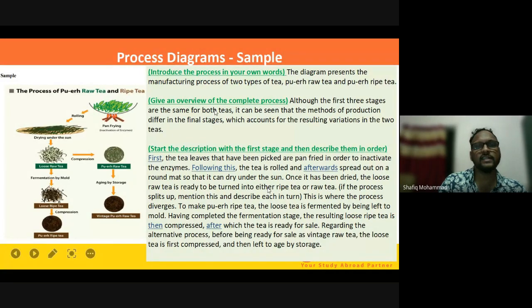It's very simple again. Although the first three stages are the same for both. For example, maybe this one. First three stages are the same. From here, the differentiation comes up, right? Yes. First three stages are the same for both of these. It can be seen that the methods of production differ in the final stages. Obviously, mostly in the final stages, the method of making it is different, which accounts for the resulting variation of the two types of teas.